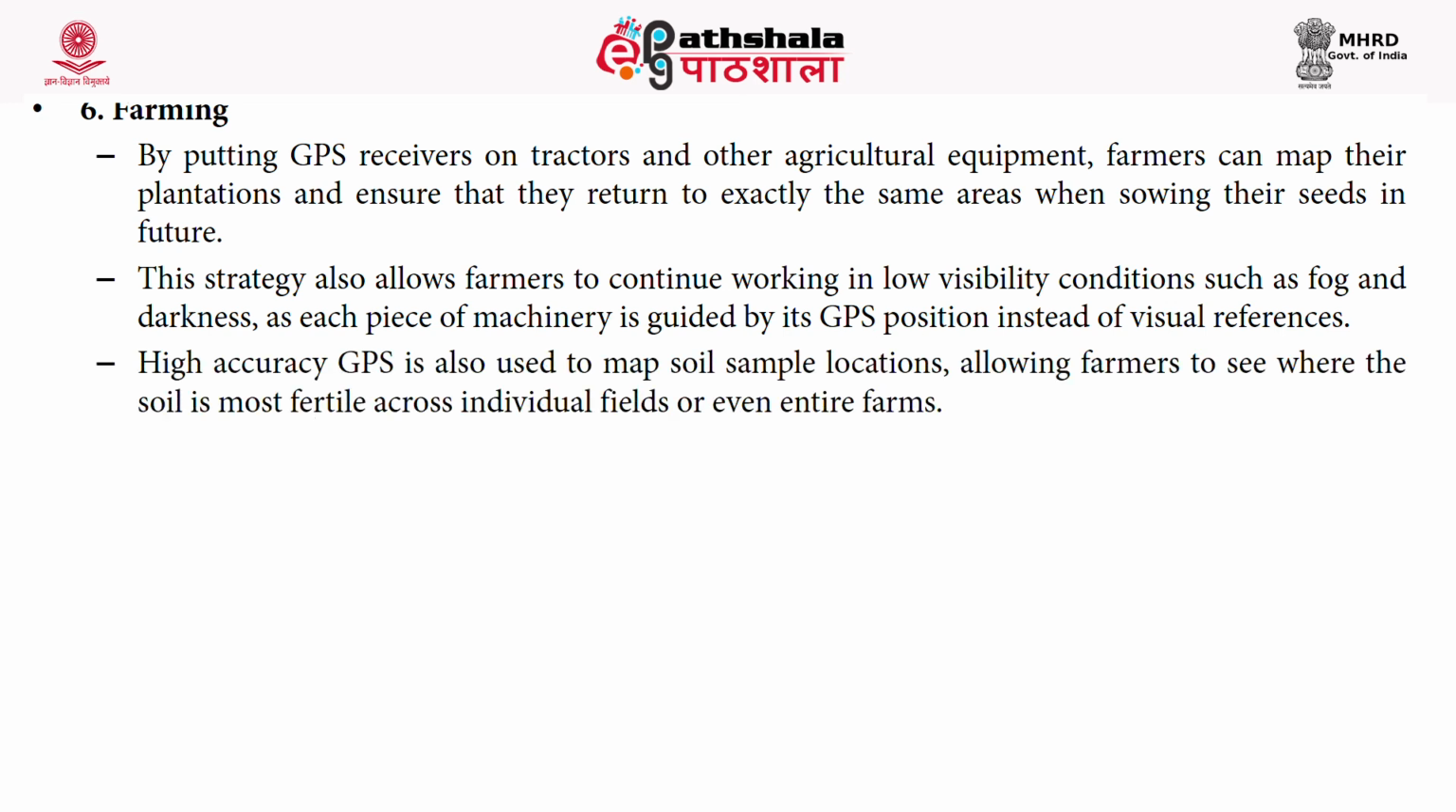Besides, GPS also has applications in farming, such as for mapping the plantations and ensuring that the farmers can return exactly to the same areas when sowing their seeds for plantations. It also allows farmers to continue working in low visibility conditions such as fog and darkness, as each piece of machinery is guided by its GPS position. High accuracy GPS is also used to map soil sample location, allowing farmers to see where the soil is most fertile across individual fields or even entire farms.